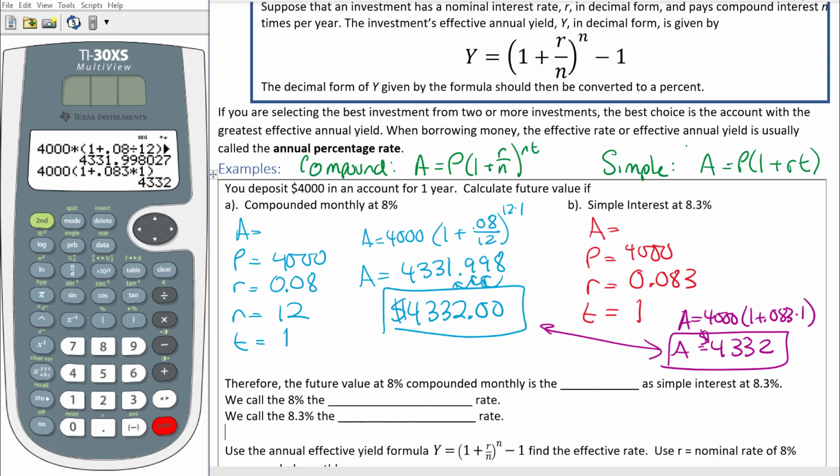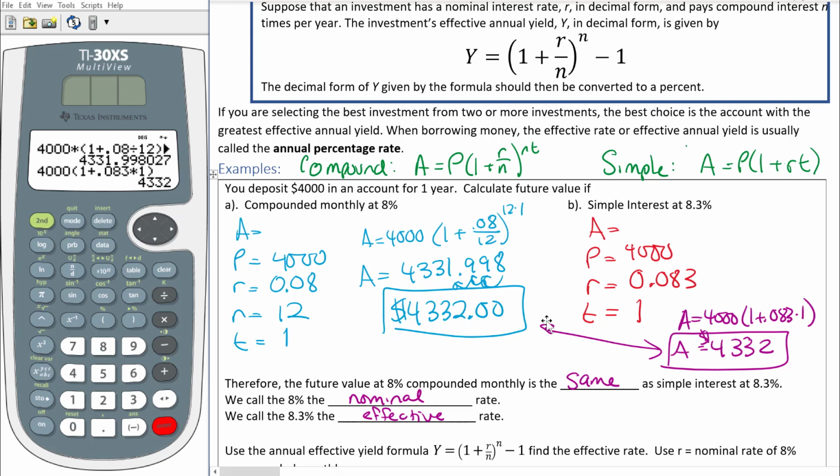Therefore, the future value at 8% compounded monthly is the same as the simple interest, just compounded that once at 8.3%. We call the 8% the nominal rate, and we call the 8.3% the effective rate. So if you're plugging it in the formula, you have to use the 8%. If you want to be able to compare compounded monthly at 8% to compounded quarterly at 9%, which one's better, you could calculate the annual yield and you could find that out.